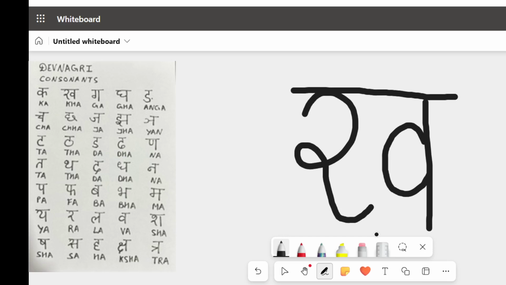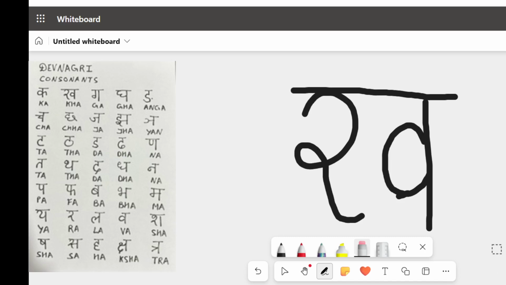Sometimes when writing this letter, in certain textbooks or fonts, you would see that this part is also attached like this. So this is another way you would see kh written in certain texts, with the tail of the number 2 attaching to the line. But it is not a necessary element while writing this particular letter. You can also write this letter like this.